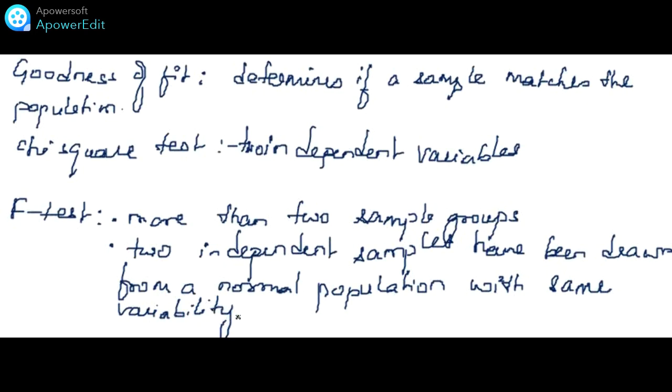Okay, when the variability is the same and the population is normally distributed, then the F test is used, and the sample size should be more than two sample groups. Okay, what about the Z test? When do we use the Z test? When there are two sample groups and they are large sized.